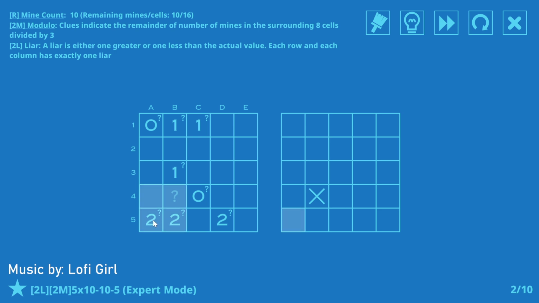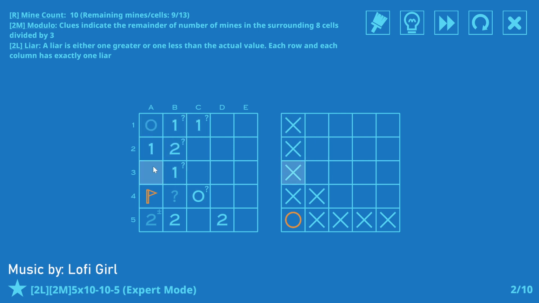This 2 I think is a liar because if it was telling the truth, it must have at least 2 empty cells around it. So this 2 is a liar. Okay, and this 2 is a liar, which means it can only be a 1, because it can't be a 3. And being a 1 means there must be a mine here. Okay, this 0 is telling the truth, which means it must be either 0, 3, or 6, but it can't be 3 or 6 because there are not enough cells around it, so it must be a 0.